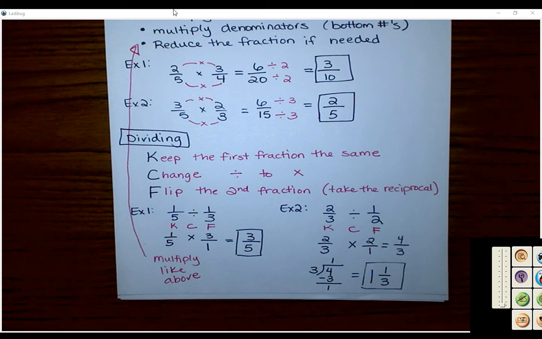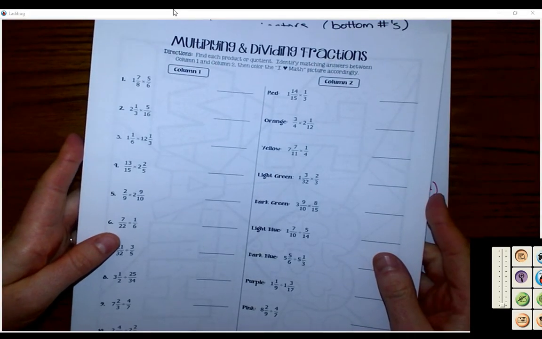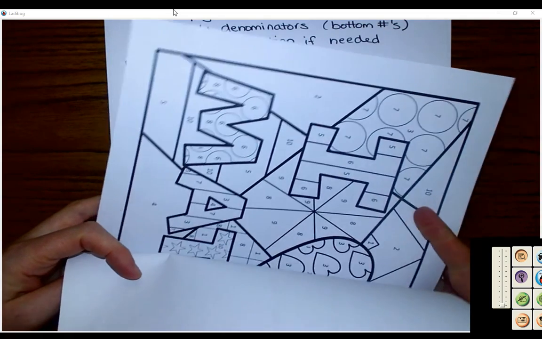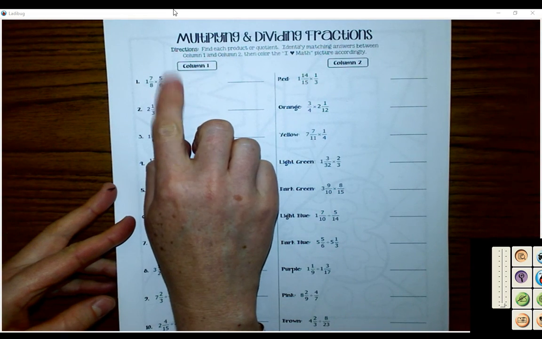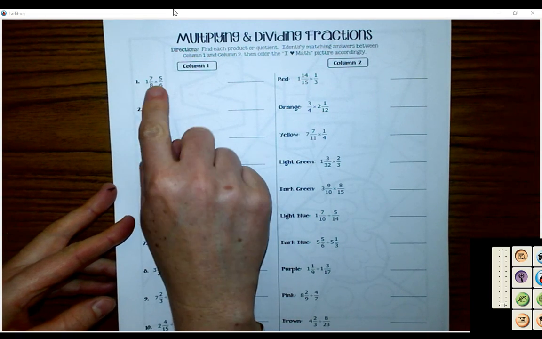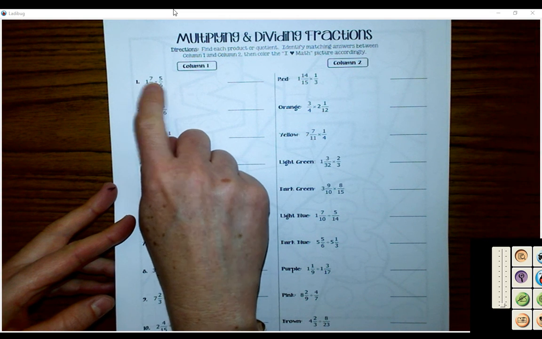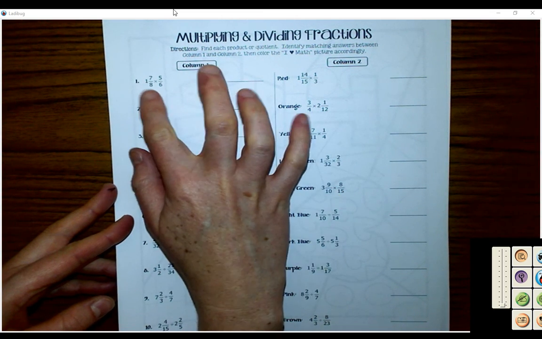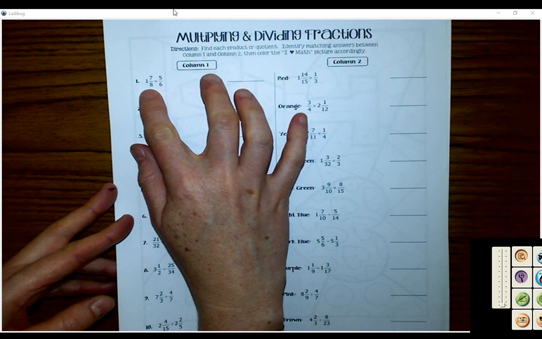For your assignment today, your practice, you are going to be working on the multiplying and dividing fractions paper. Again, the coloring is optional. If you don't want to do this side, you don't have to. What I do need to see is all your work written out for these. So if you have a mixed number, turn it into an improper and then do your multiplying and dividing. If you forgot how to do that, look back at yesterday's notes.